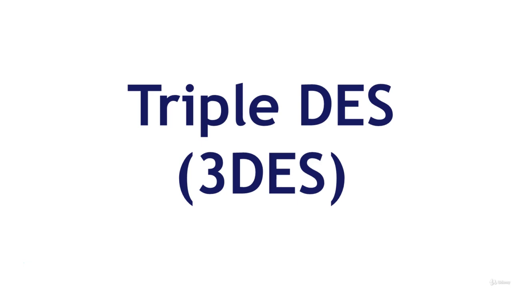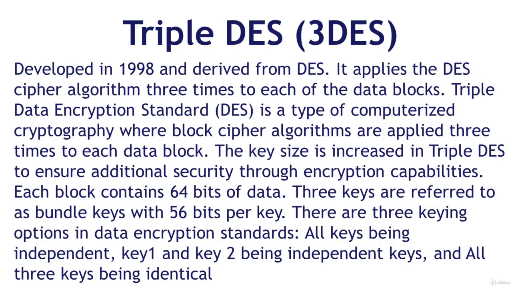This led to the modified schemes of triple DES, sometimes known as 3DES. Incidentally, there are two variants of triple DES, known as 3-key triple DES and 2-key triple DES. Triple DES was developed in 1998 and derived from DES. It applies the DES cipher algorithm 3 times to each of the data blocks. Triple DES encryption is a computerized cryptography where block cipher algorithms are applied 3 times to each data block.